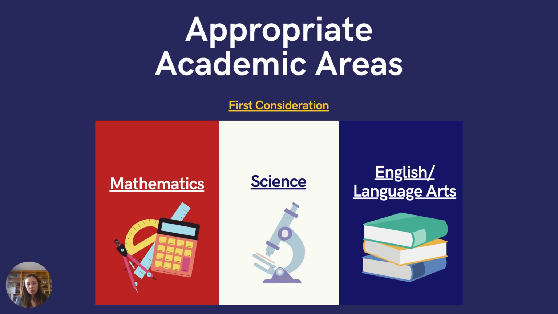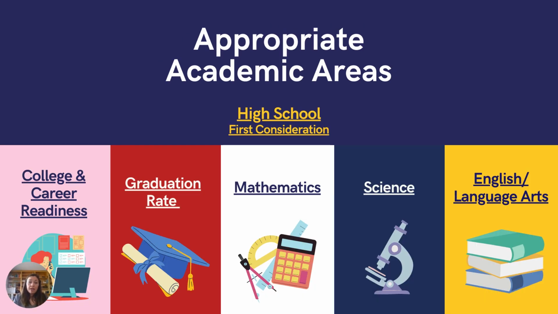So the legislature has also determined that there are certain appropriate academic areas that should be focused on first. So the first areas you should look at are math, science, and ELA. If you're in a high school, you can also look at college and career readiness, as well as graduation rates.